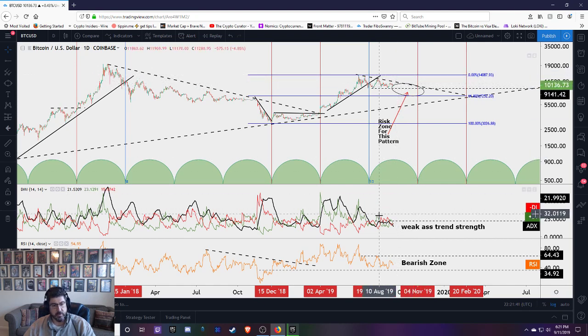I don't know. But right now, with the ADX just completely dropping on a daily chart like this, with no sense of direction, except that the RSI is still signaling a bearish zone and not in oversold conditions, I feel like we can ease our way down to this 9100.